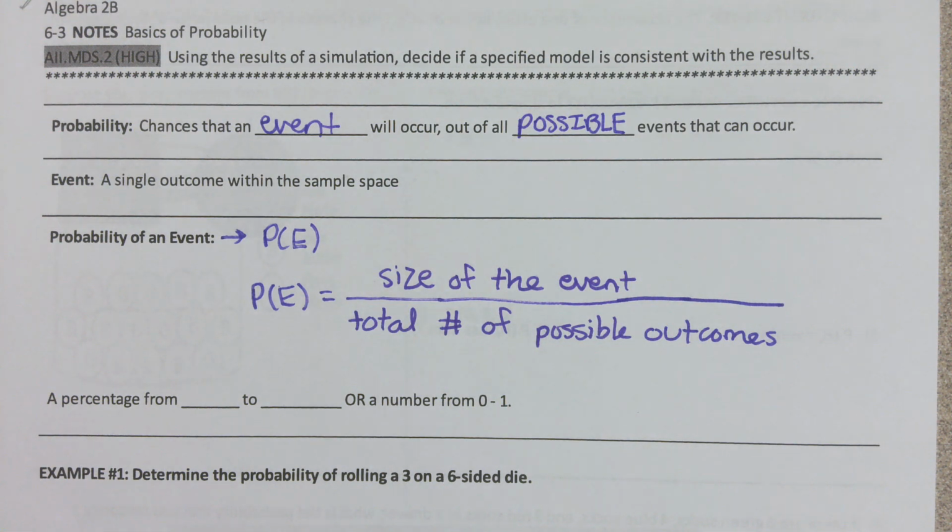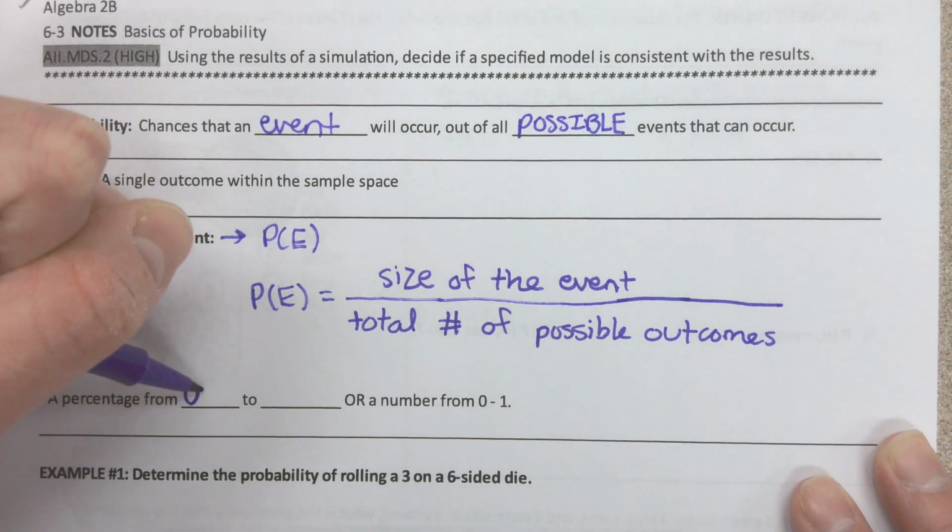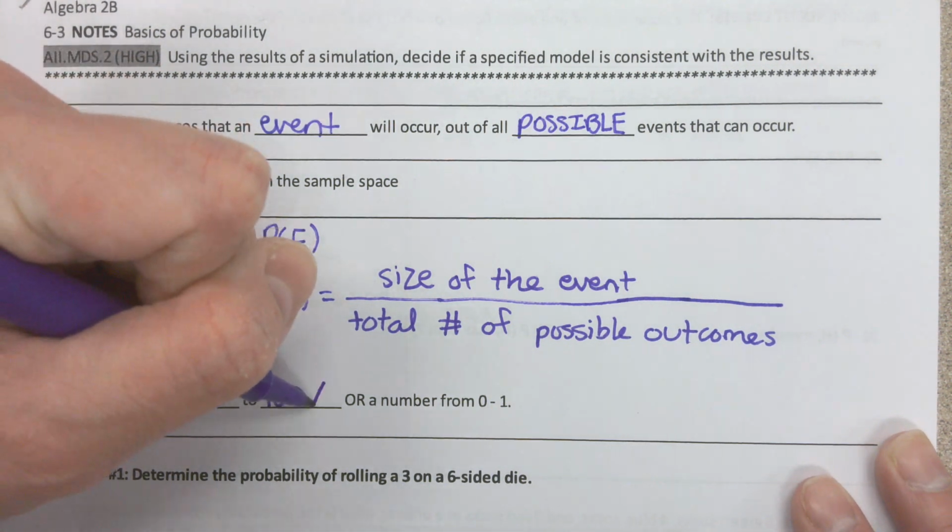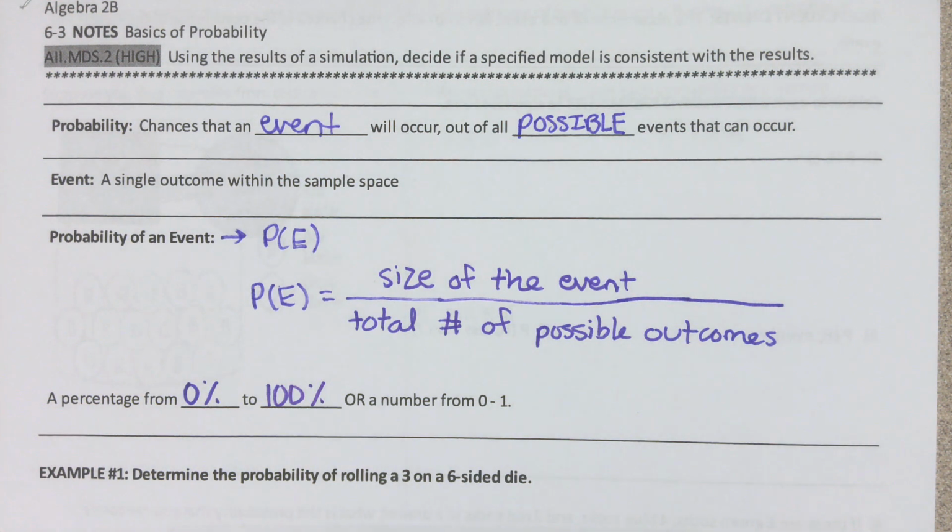So the probability can either be a fraction, which most of the time is what your answers will be, a fraction. Or we can write it as a percentage, ranging from 0% to 100%. Or it can just be a number from 0 to 1, therefore most of the time it's a decimal.